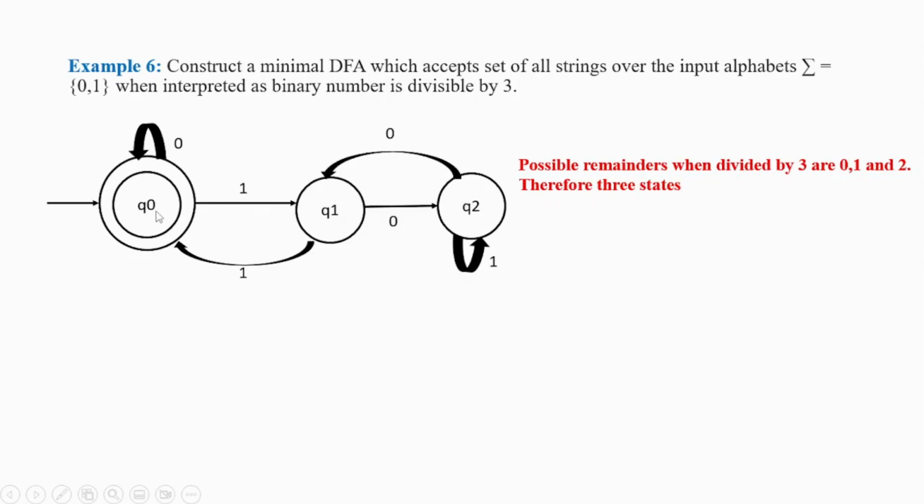Right? And from here, if I see 1, what will happen? So 0, 1, 1 means 11. 11 means 3 in decimal. So I will be entering into this state.